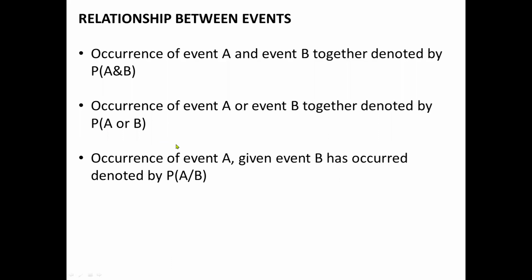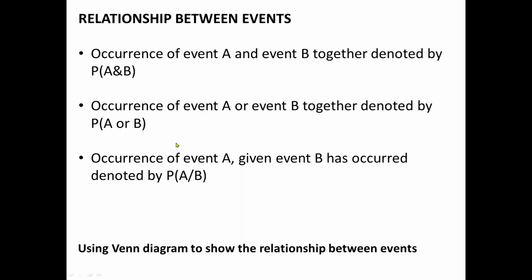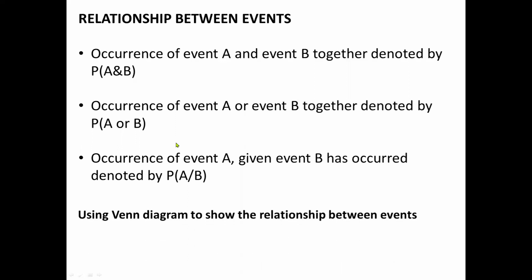Occurrence of event A given event B has occurred is denoted by P of A over B. May epekto yung isang event sa other event. Kaya A over B yan. Yun ang ibig sabihin dyan. May relasyon talaga. So we use Venn diagram to show the relationship between events. Ito yung mga ipapakita kong illustration.